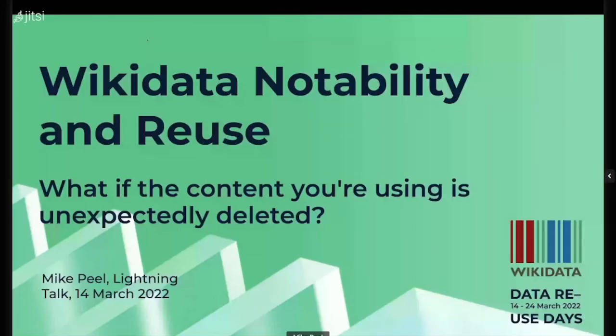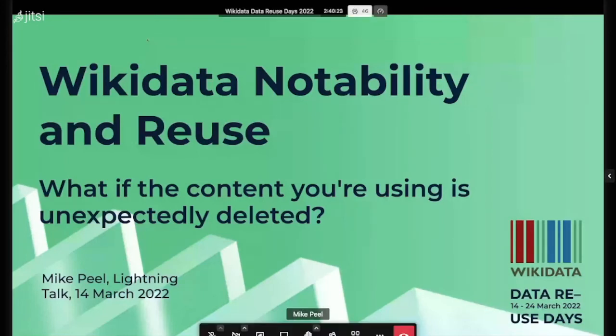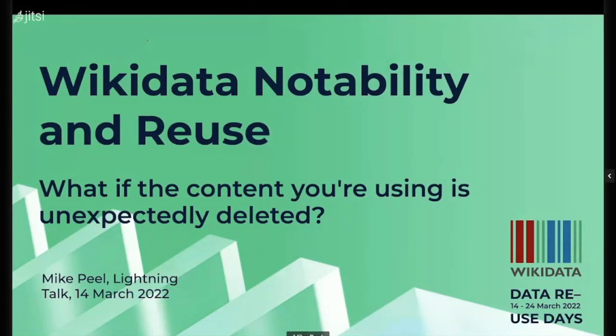Apologies in advance because I feel a bit like I'm the Grinch come along to distract you from all these amazing tools that are being discussed and to give you nightmares. So I'm going to talk about Wikidata notability and reuse. In particular, there's a question: what happens if the content that you're using is unexpectedly deleted? Why can that happen? And what can you do about it?